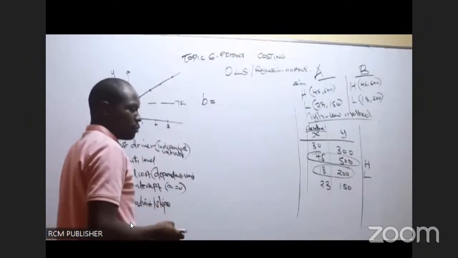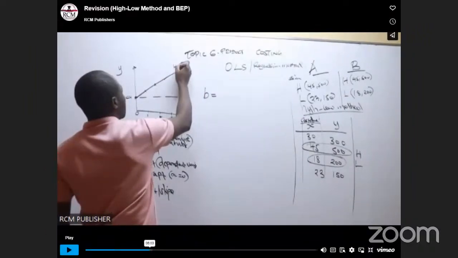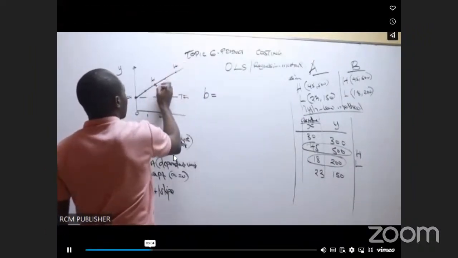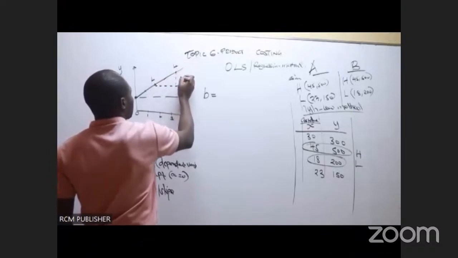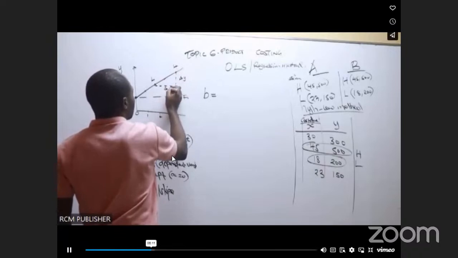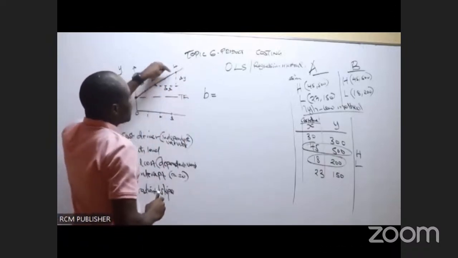How do we get slope? So let's say our highest value is here and the lowest value is here. We look for the change. We look for the changes. Change in y over change in x. That is what we look for.